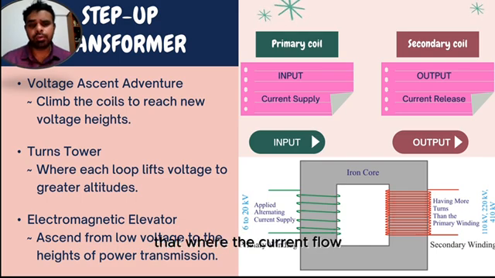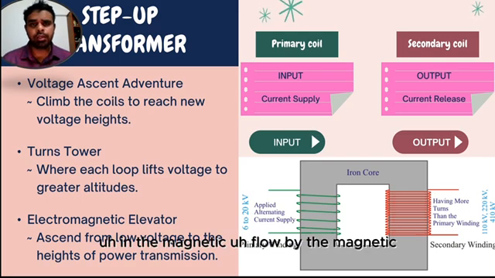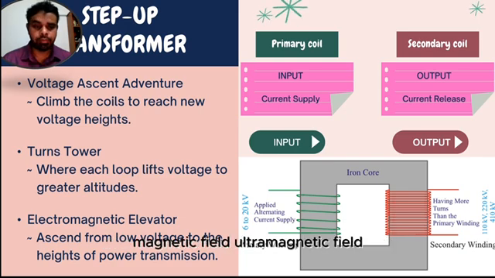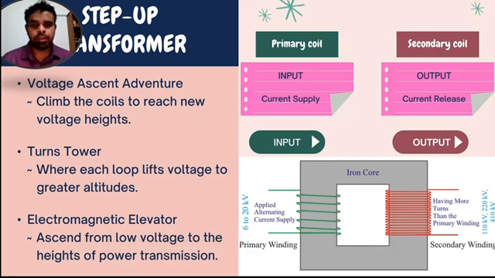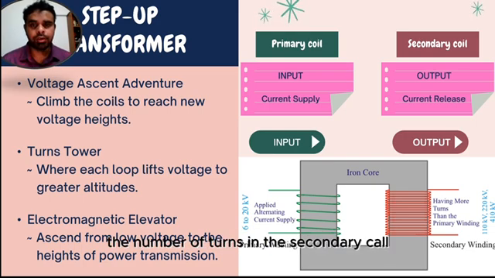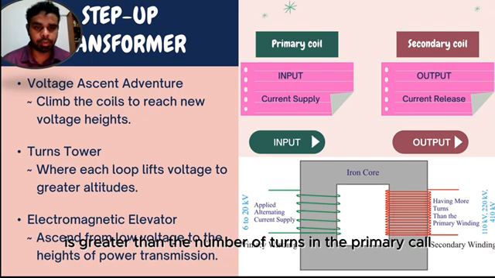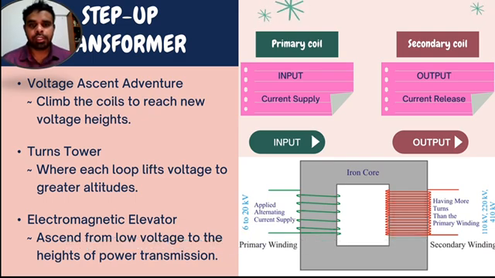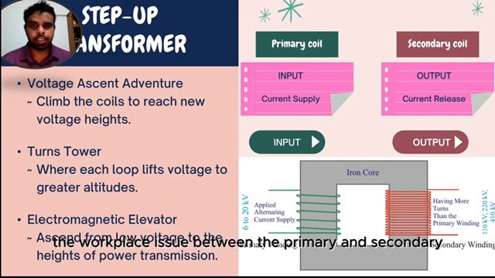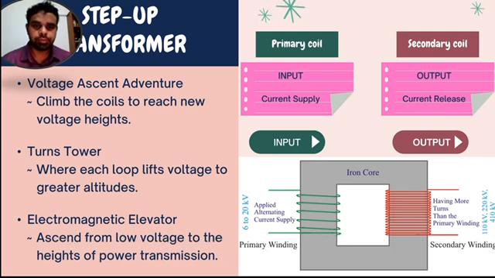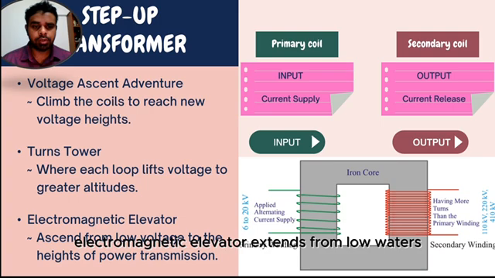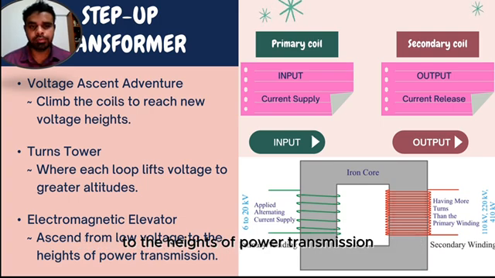Where the current flows, the magnetic field, the electromagnetic field, will loop and lift the voltage to greater altitudes. The number of turns in the secondary coil is greater than the number of turns in the primary coil. The ratio of turns determines the voltage ratio between the primary and secondary coils. Electromagnetic elevator: extend from low voltage to the heights of power transmission.